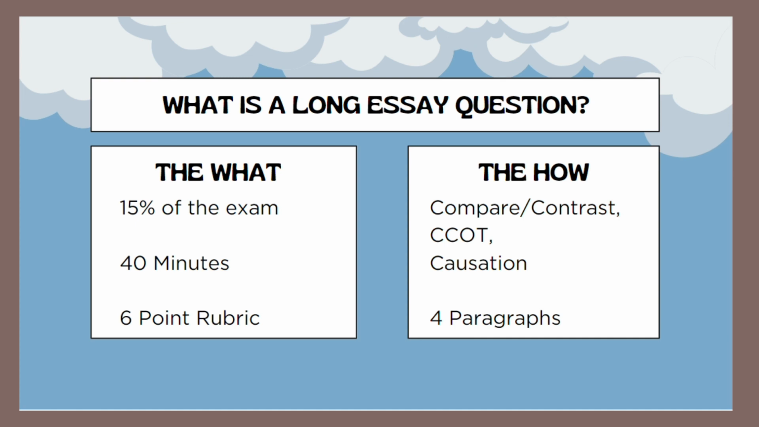There's actually 3 different types of essay styles that you could be asked to write. So the first is a compare and contrast. The second is change and continuity over time. And the third is causation. And the way this will look is just a pretty standard 4-paragraph essay, which we'll talk more about later.